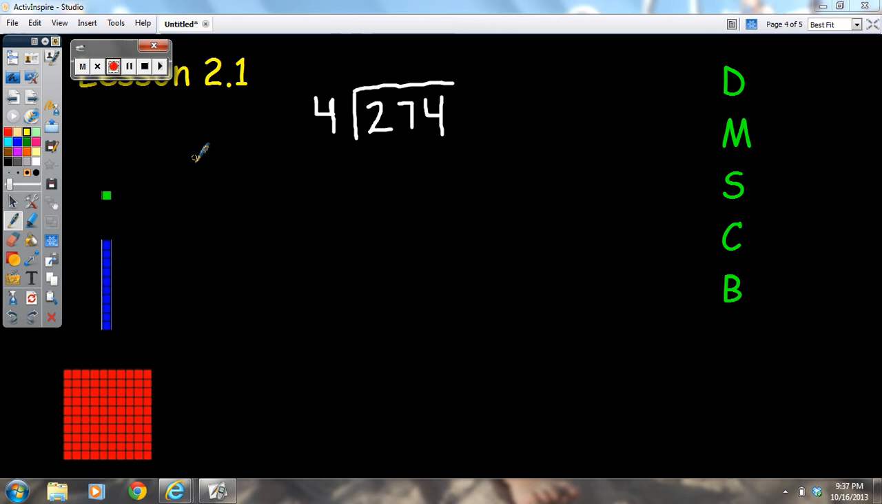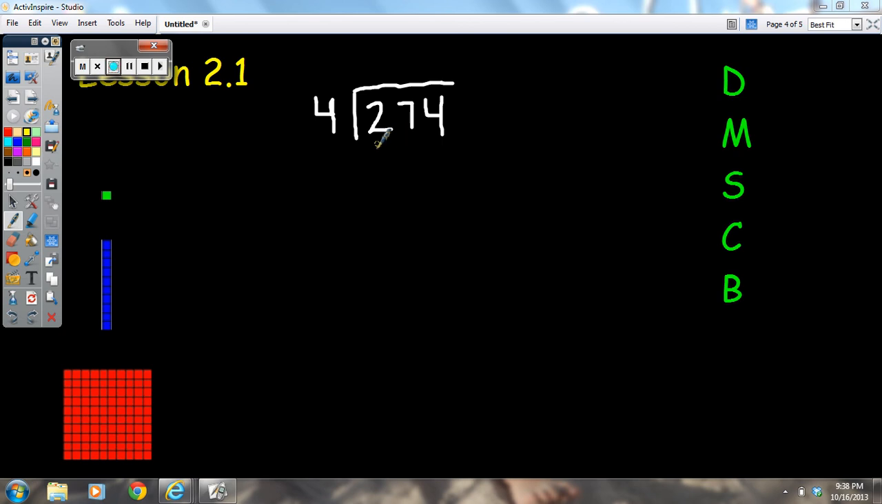Now, we're not always going to have base 10 blocks to help us solve a long division equation, but what I do want you to do is think in terms of those base 10 blocks as we try to solve this problem here. I have the problem 274 divided by 4.